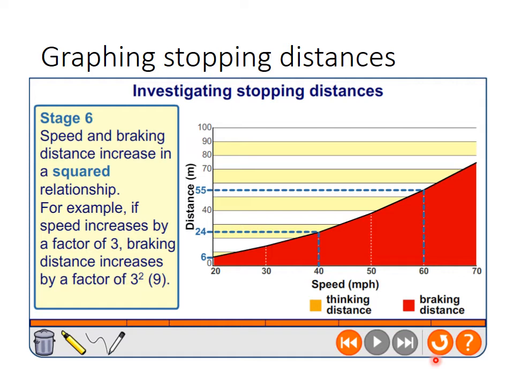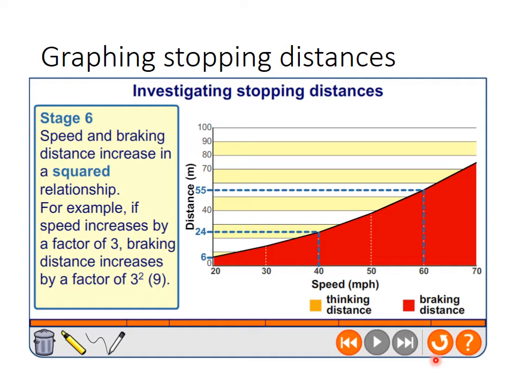But what we can do is begin to consider numerically what happens. So look, if we take the speed and we double it, so times it by 2, we can see that the braking distance increases from 6 to 24. So that is a 4 times increase. So if we increase the speed by a factor of 2, if we square 2, that's 4. That gives us the increase in braking distance that we see.